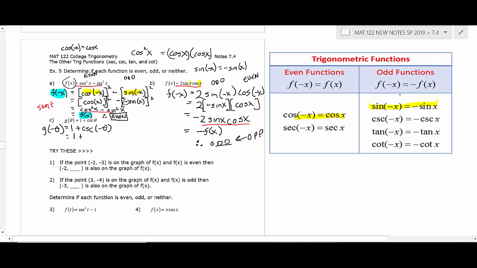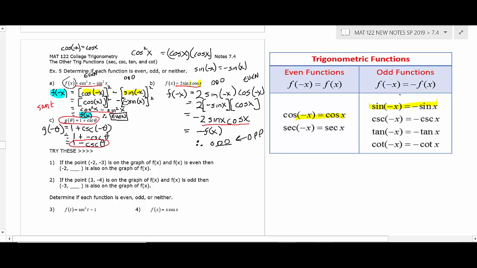Since it's an odd function, this becomes negative cosecant of theta. So that ends up giving you 1 minus cosecant of theta. Now you're ready to compare the original function I gave you to the final thing that we got. So you have to ask yourself two questions. Are they the same? Well, they're not the same because one of the signs is different.